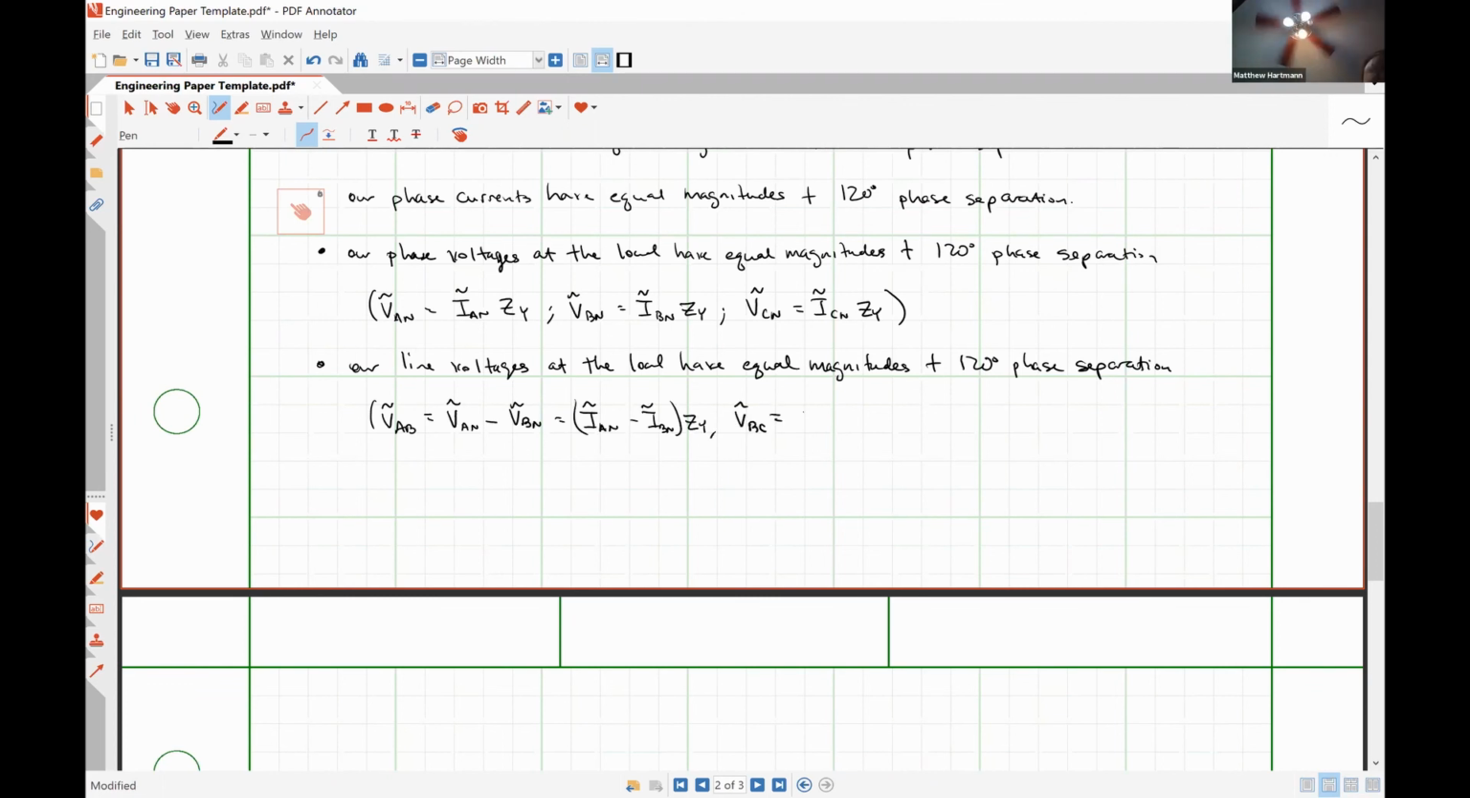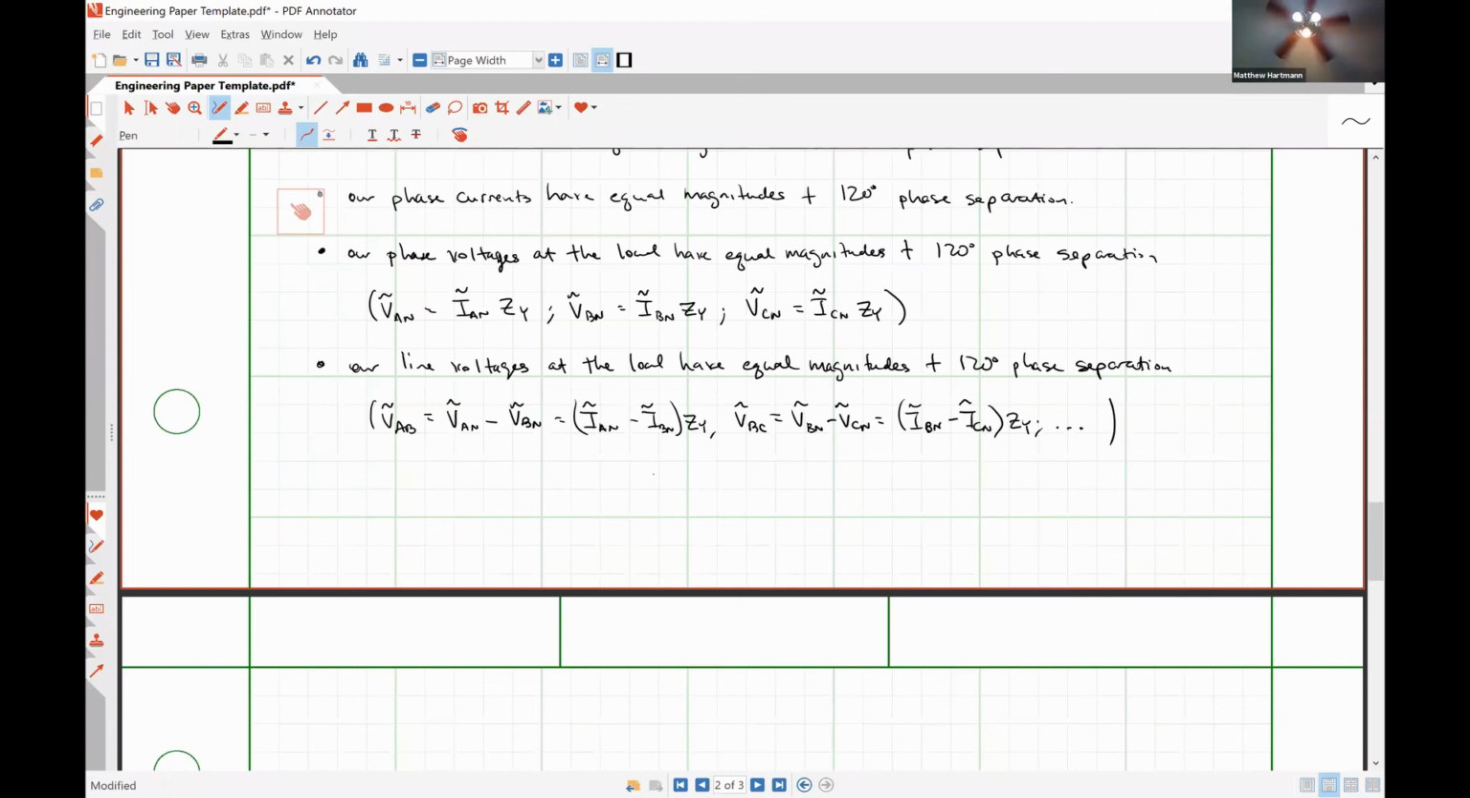VBC is going to be VBN minus VCN, which is going to be IBN minus ICN times ZY. And I'm running out of room, so I'm not going to put a third one on that. But if IAN and IBN are balanced, then the difference of them is also going to create things that are balanced by exactly a phase separation of exactly 120 degrees as well.